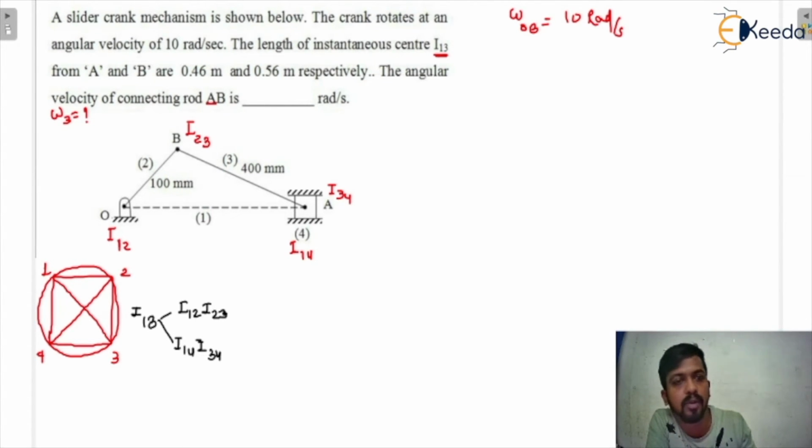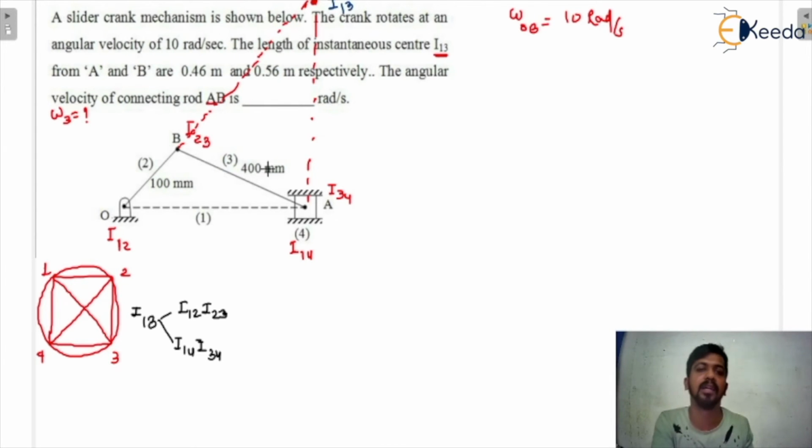I12-I23 is that, and when you try to intersect them like that, after an extension of these two links you will get an intersection point here, and that would be I13. After the intersection of these two links, we can only extend these links in the upward direction, because when we extend them in the downward direction, there is no intersection possible between both links. So we extend them in the upward direction where they intersect each other.